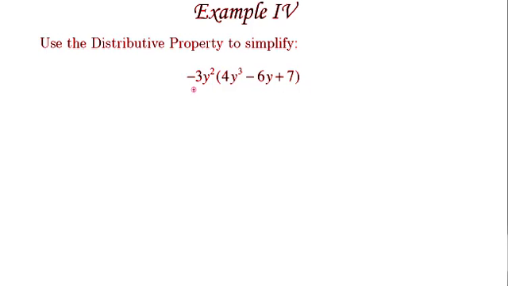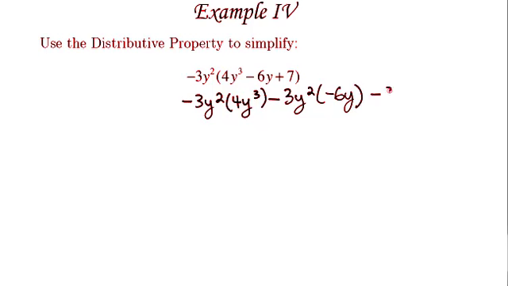I take the term that I'm multiplying, and just go systematically and multiply by each term inside the parentheses. Starting from the first term, that gives me negative 3y squared times 4y cubed, minus 3y squared times negative 6y, minus 3y squared times 7.